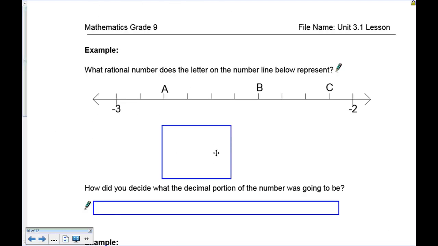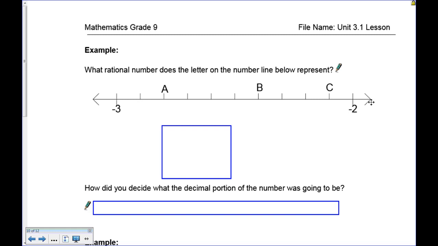Okay, so now the last part is for you to take a look at the fraction line and tell me what fraction or rational number is represented by the numbers. Now, in order to do the A, you have to figure out how many divisions there are. So I've got 1, 2, 3, 4, 5, 6, 7, 8, 9, 10. So that means that each division is a tenth.